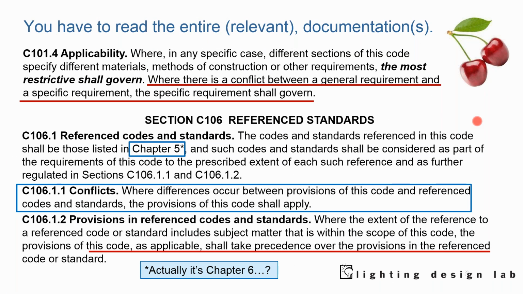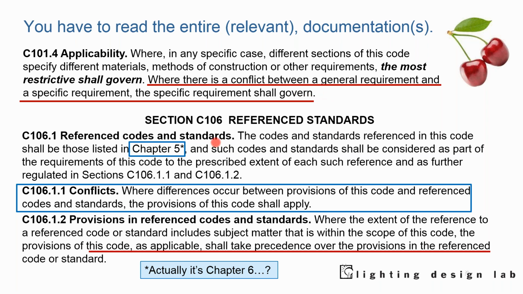One way people sometimes get in a little bit of trouble is they try to cherry pick things. They'll read the part they like and ignore the part they don't like. And they're very clear here. Where in specific cases different sections of this code specify different materials, etc., the most restrictive shall govern. So you can't say, well, it says this part over here and it's a little more stringent over there, I'll pick the more general area. Where there's a conflict between the general requirement and a specific requirement, the specific requirement shall govern.